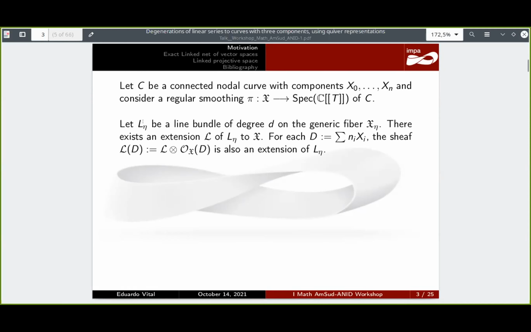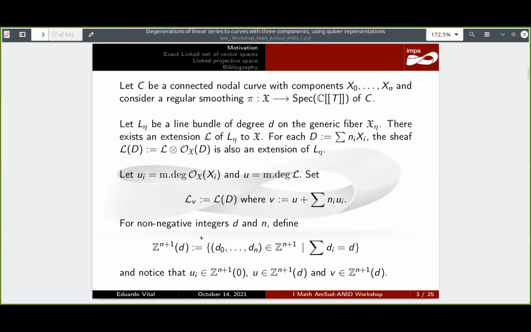So let L eta be a line bundle of degree d on the generic fiber of pi. We know that there exists an extension L of L eta to the whole surface. And for each divisor D equal to the sum of n_i X_i, we also have an extension L_D of L eta given by this tensor product. In other words, for each divisor D, we have this extension of L eta. So let U_i and U be the multi-degrees of X_i and L. You set L_V as L_D, where V here is the multi-degree of L_D.